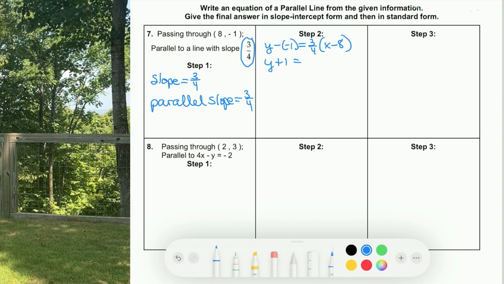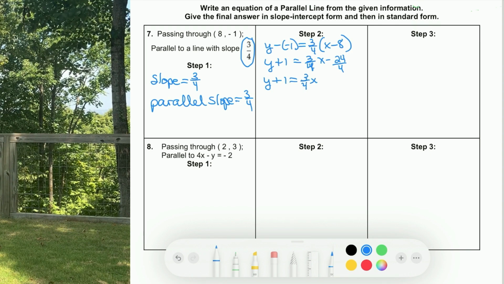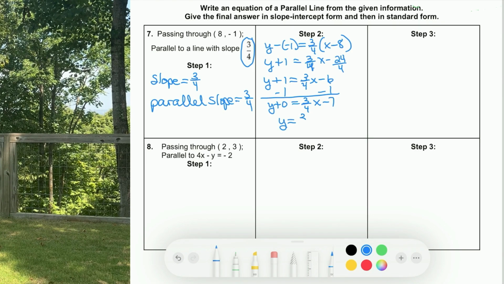And then I'm going to go ahead and distribute out the 3/4. I have 3/4 x, and that becomes minus 24/4. I can reduce that, which will make it easier when we have to move this 1. So let's go ahead and do that. So 3/4 x. That 24/4 becomes a minus 6. Now I can subtract the 1 from both sides. And I get y plus 0 equals 3/4 x minus 7. So our line is y equals 3/4 x minus 7. This is our second line that is parallel to the original first line.